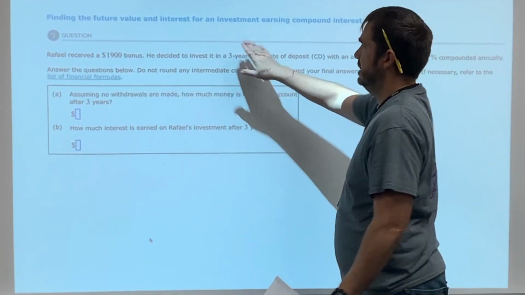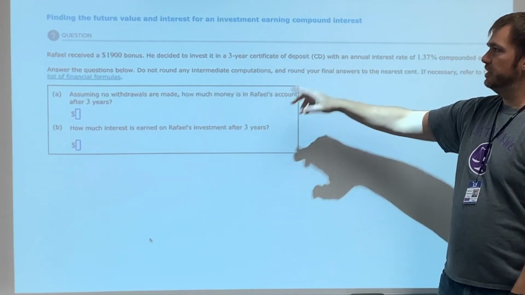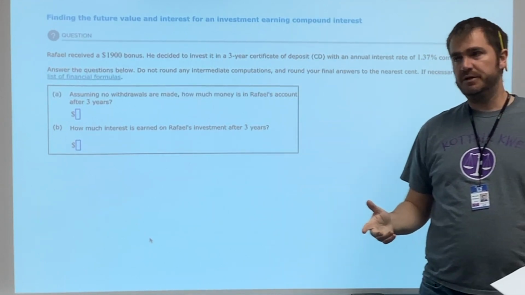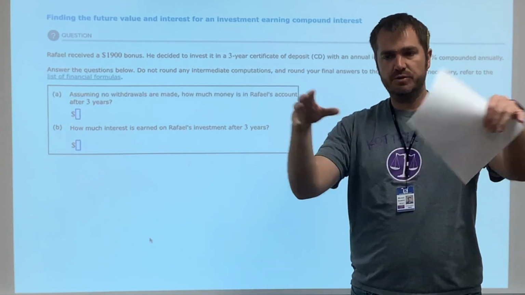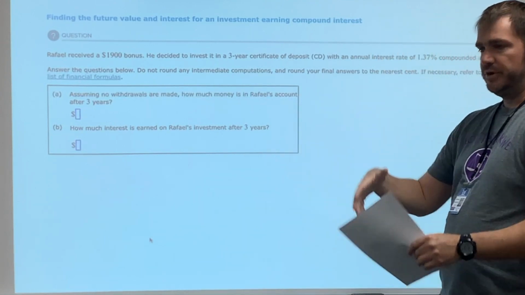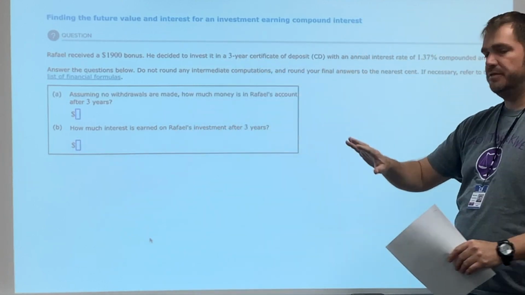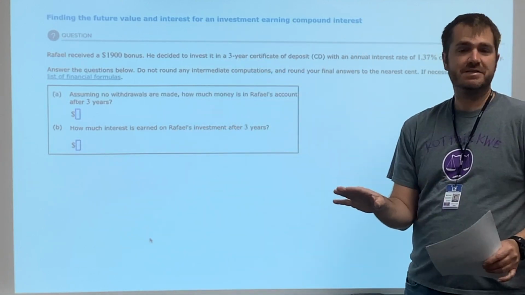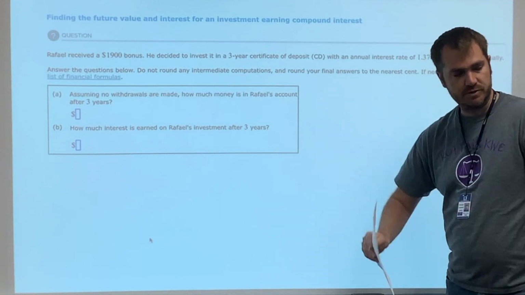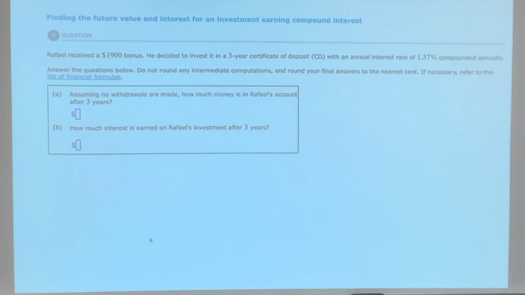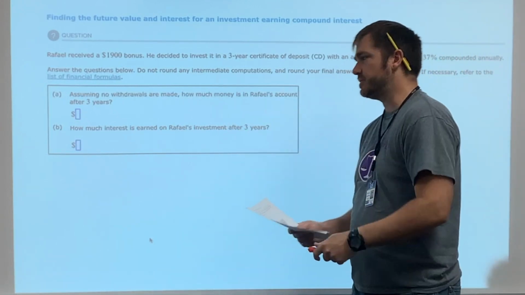For these problems, the problem type is finding the future values and interest for an investment earning compound interest. So the idea is that we're going to put some money and invest it, and it's going to grow every time period. In all of these problems, there are the same basic elements as the previous one. There's an initial amount, there's a rate, there's a time period, and then there's one additional thing, and that is how often it is compounded.